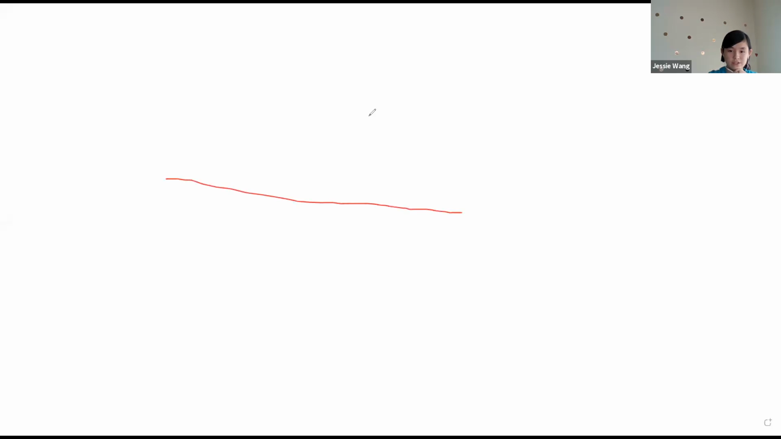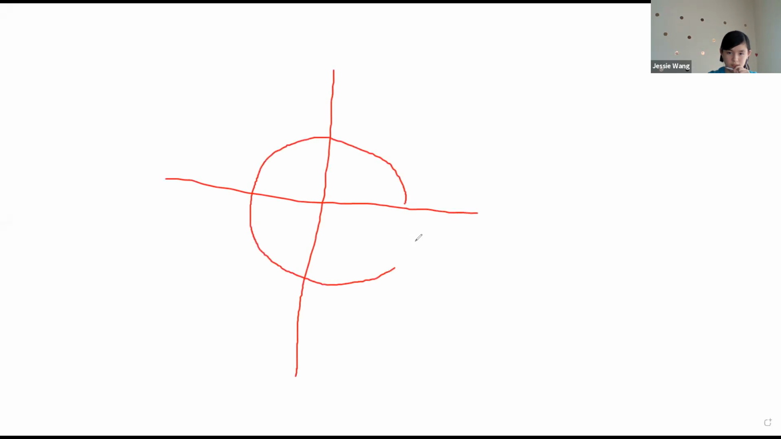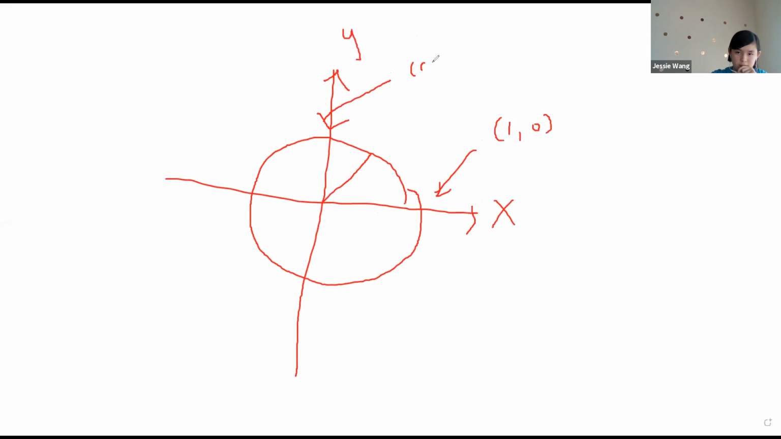So when we have a unit circle right here, since this is in the xy plane, by the way. So this is the x-axis and this is the y-axis. This point right here, that's going to be 1, 0. And this point right here, that's going to be 0, 1. So as we choose an angle, this is going to be the angle that we choose.